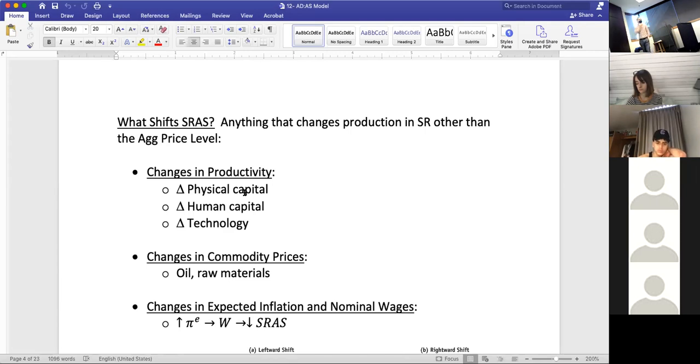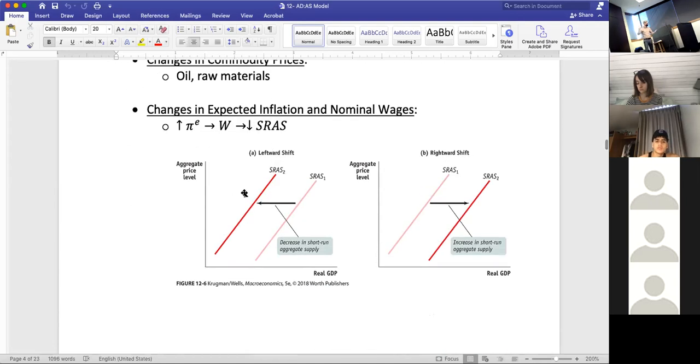So, for instance, if we have some new technology that becomes available, what's going to happen to our short run aggregate supply curve? Which way is it going to move? To the right or to the left? To the right, right? That's an increase in aggregate supply.